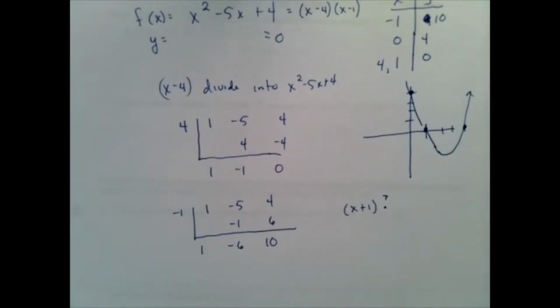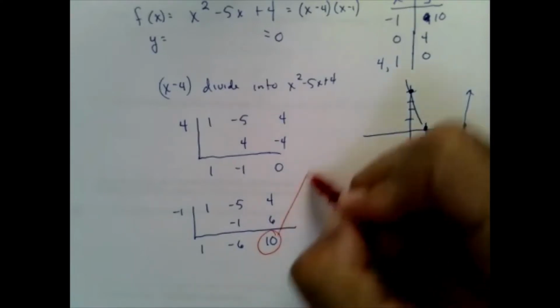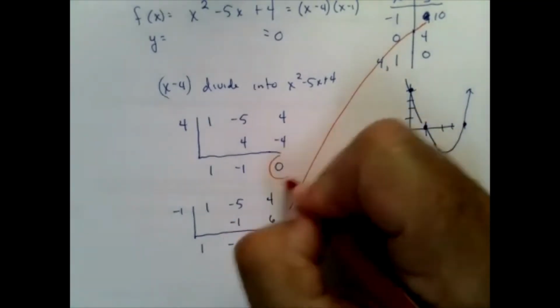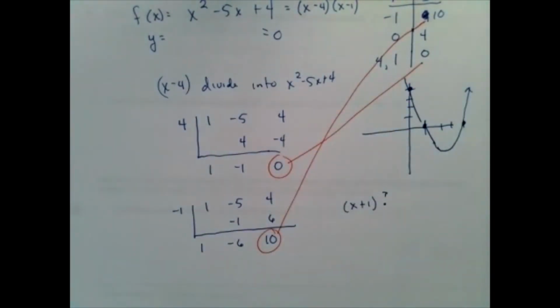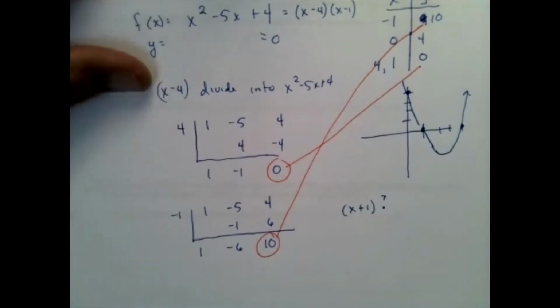And you go, no, it didn't divide evenly. It had a remainder of 10. Guess what, sports fans? That remainder is also my y value. This remainder was my y value. So all of this is starting to come together. Do you want me to do that again?